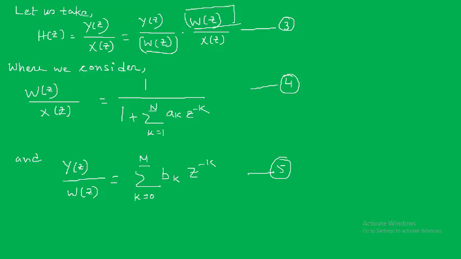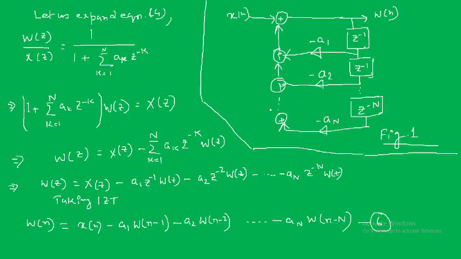Now we consider that w of z by x of z is equal to 1 by 1 plus summation k equal to 1 to n a k z to the power minus k, and y of z by w of z is equal to summation k equal to 0 to m b k z to the power minus k. If we multiply these two, we get the previous form. So without disturbing our previous form, we are representing it in this way, in equation 4 and equation 5. Now let us try to realize them separately.